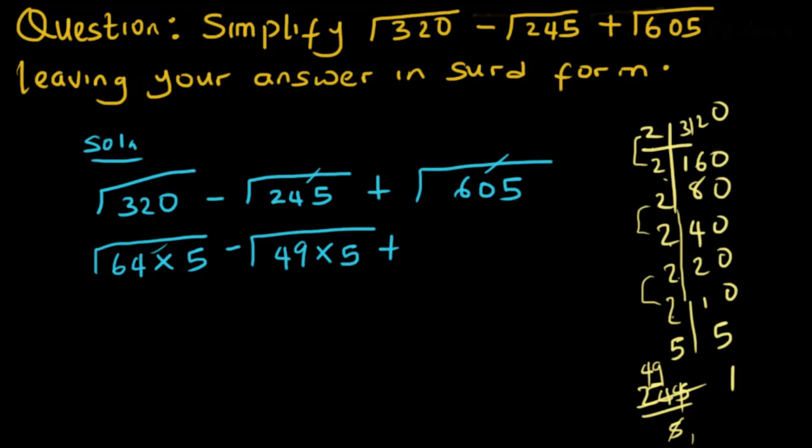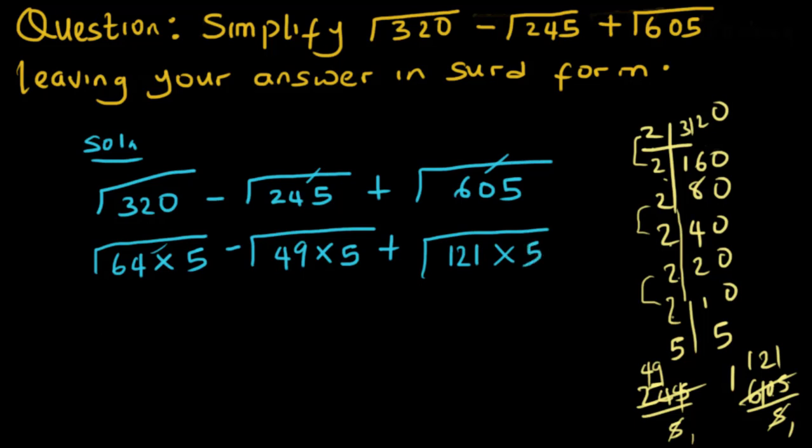Now the last thing is to divide 605 with 5. So we have 605 all over 5. 5 here 1. 5 in 6 is 1. Remainder 1. 5 in 10 is 2. 5 in 5 is 1. And you know 121 is a perfect square. So lastly we have square root of 121 times 5.